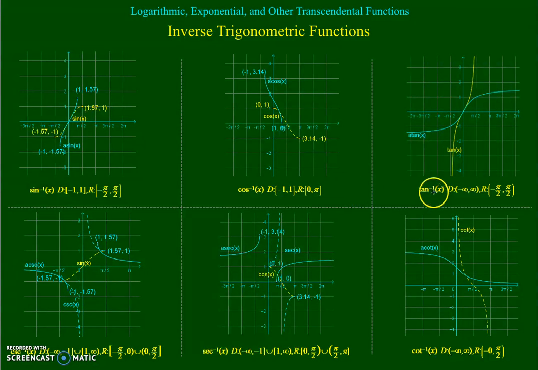And now for tangent. Tangent's a little easier. Tangent has a domain of negative pi over 2 to pi over 2. So that gives the range of arctan. You can see the white function is asymptotic at pi over 2 and negative pi over 2. And so that makes our domain and range pretty easy. Since the range of tangent is negative infinity to positive infinity, the domain of arctangent is negative infinity to positive infinity. And the range is negative pi over 2 to pi over 2 because that is the domain of tangent.